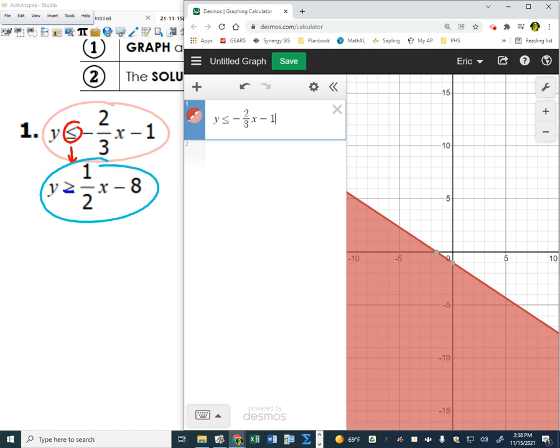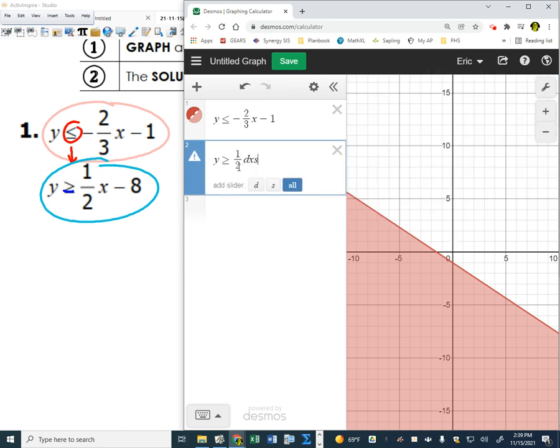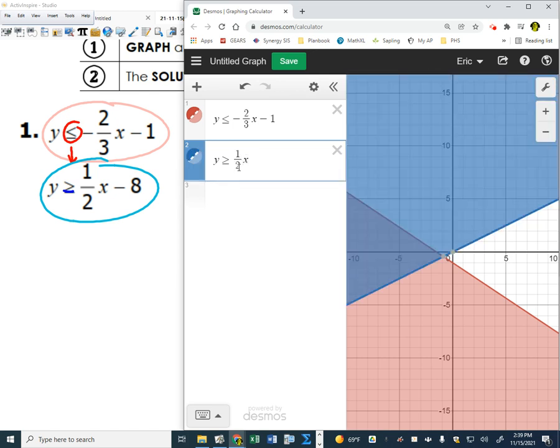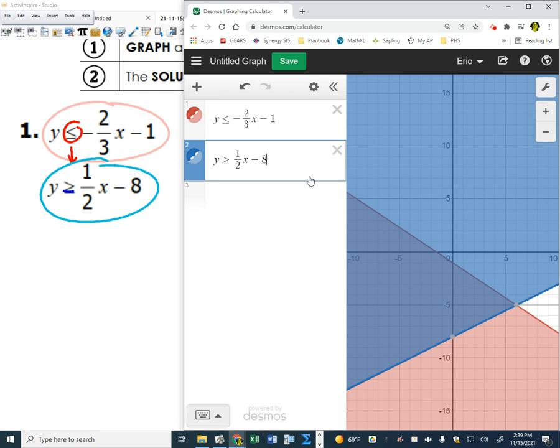Okay, notice it creates a solid boundary line, it shades below. Same thing here. y is greater than or equal to 1/2 x minus 8, and there it is, right? Isn't that just what we said?